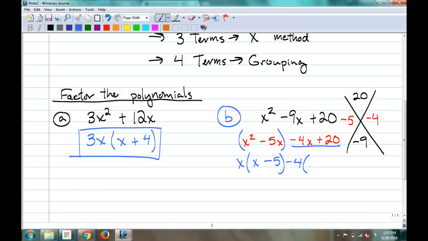The reason I need to pull that negative sign is because I need these parentheses here to match this one here. So -4 times x gets me -4x. Negative 4 times negative 5 gets me positive 20. So that's why I have to pull that minus sign. Okay? And then my factors, yeah, x minus 4, the stuff that's in front, and then the matching parenthesis.